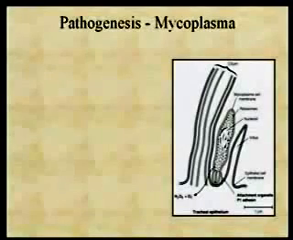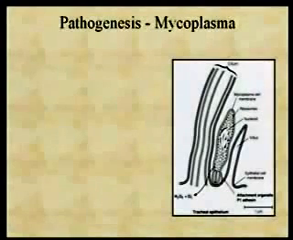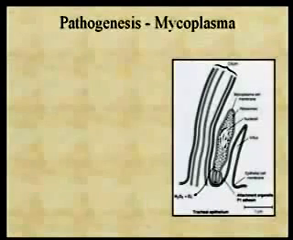All right. What about the pathogenesis of these organisms? As I said, the pathogen in this group is M. pneumoniae. And so most of what we know about pathogenesis actually applies to M. pneumoniae, and that's the way we're going to cover it. It's assumed that these same things apply to the other mycoplasmas as well.